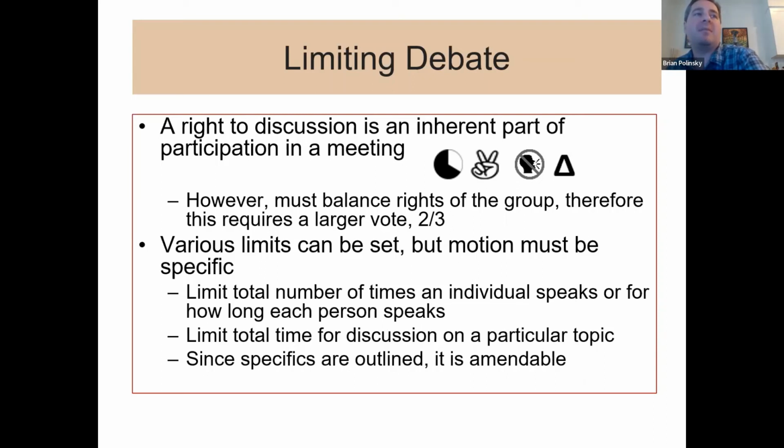So various limits can be set, but the main motion must be specific. In other words, it must limit the total number of times an individual speaks or for how long each person speaks. You can limit the total time for a discussion on a particular topic. And since specifics are outlined, it is in fact amendable, but not debatable.